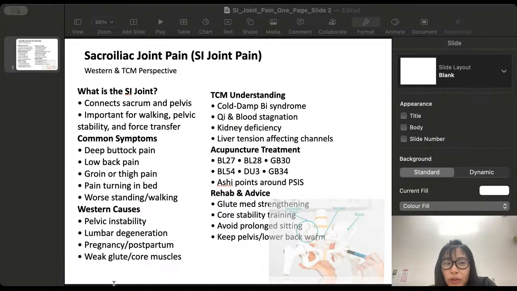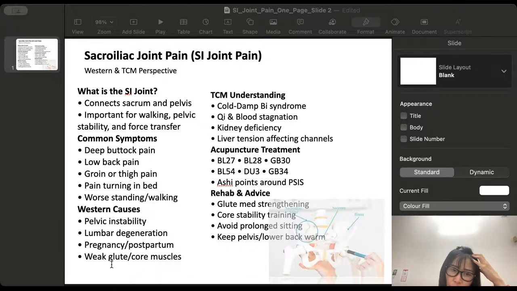Why? Because it helps transfer body weight and stabilize the pelvis, absorb walking forces, and connect the upper and lower body. It's like a connection point. It's working like a cushion to absorb the walking forces to make you function better. So every time you walk, run, or bend, or even turn in bed, the SI joint is involved.